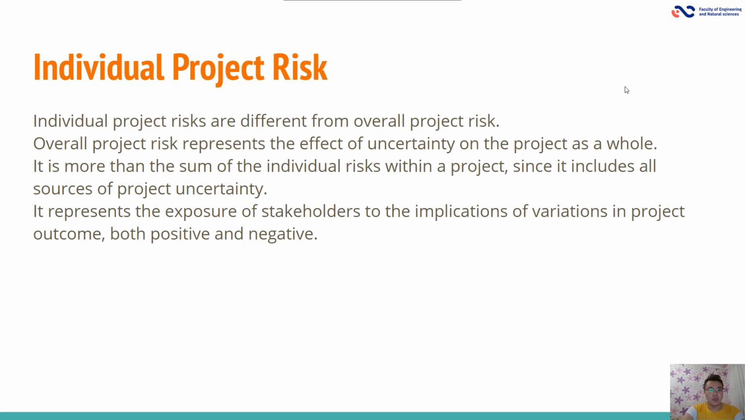Individual project risk. Individual project risks are different from overall project risk. Overall project risk represents the effect of uncertainty on the project as a whole. It is more than the sum of the individual risks within a project, since it includes all sources of project uncertainty. It represents the exposure of stakeholders to the implications of variations in project outcome, both positive and negative.